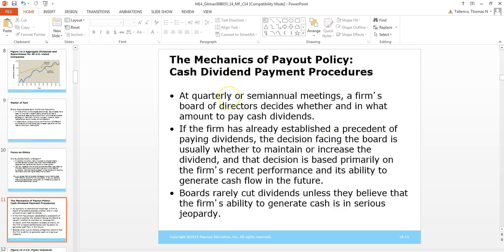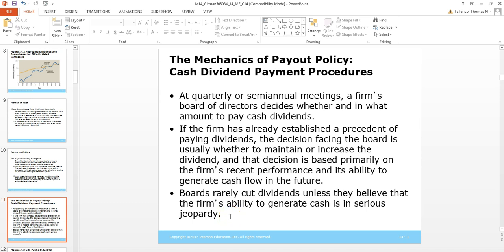All right, so basically, how are dividends paid on stock? Dividends are paid on stock at quarterly or semi-annual meetings. The board of directors decides whether and how much cash dividends to pay, as I previously said. If the firm has already established a precedent of paying dividends, the decision facing the board is usually whether to maintain or increase the dividend, and that decision is based primarily on the firm's recent performance and its ability to generate cash flow in the future. So boards rarely cut dividends unless they believe that the firm's ability to generate cash is in serious jeopardy. As I said, it gives a negative signal.